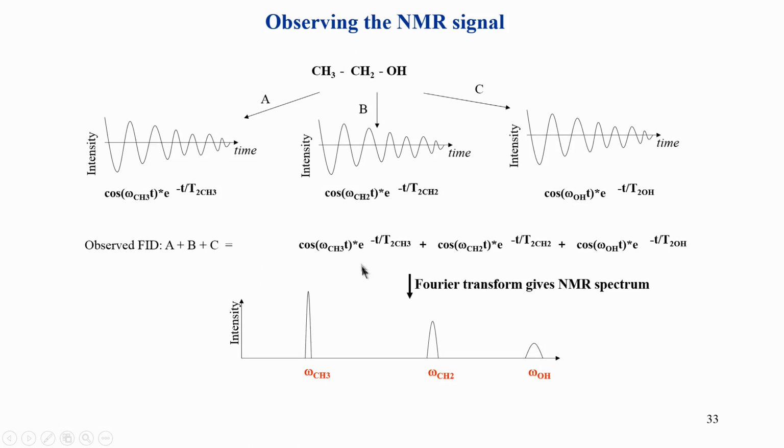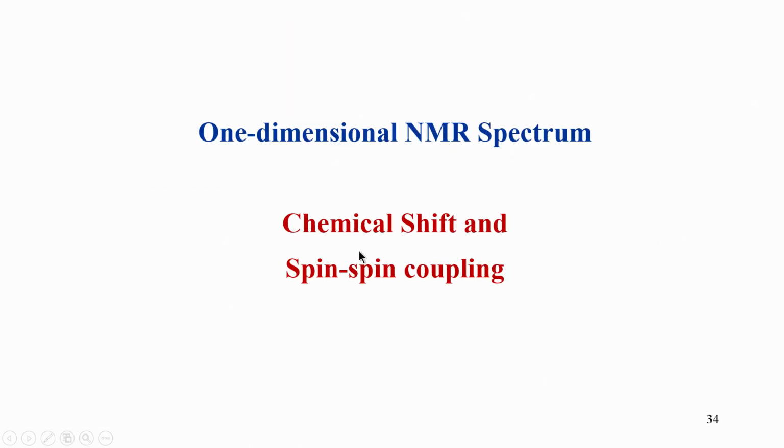So, this is how basically NMR signals are detected. In the next class we will look at the one dimensional spectrum and look at more parameters such as chemical shifts and spin-spin coupling.